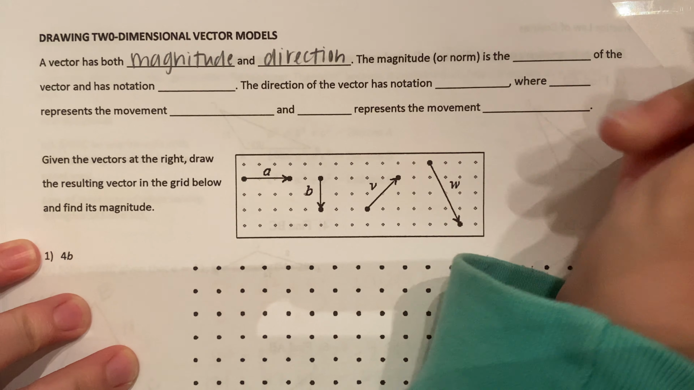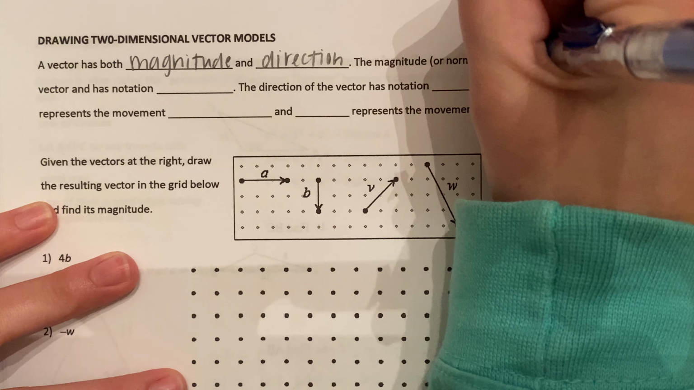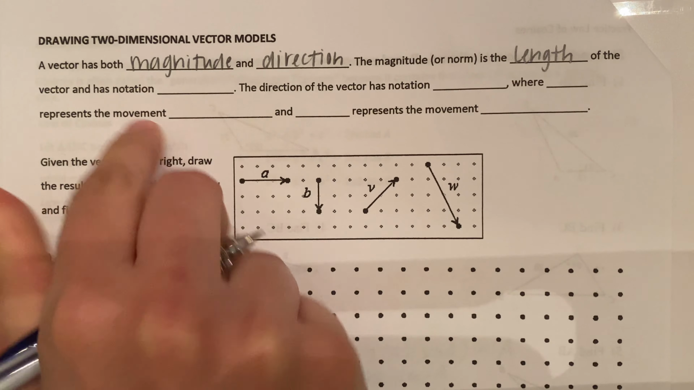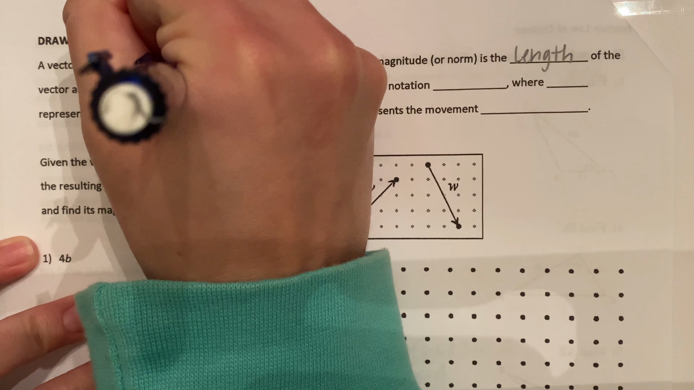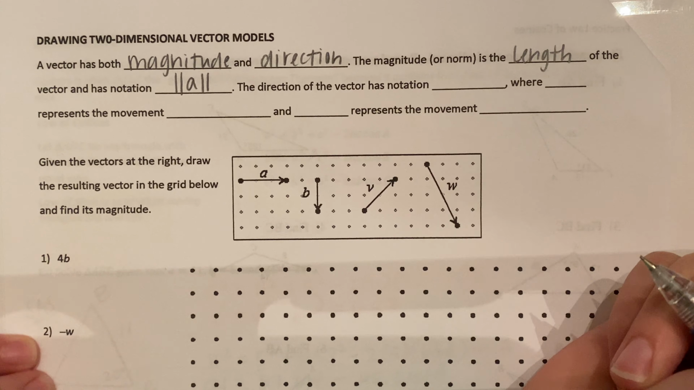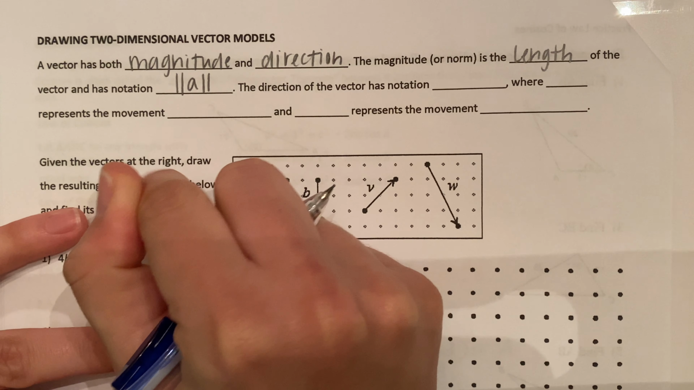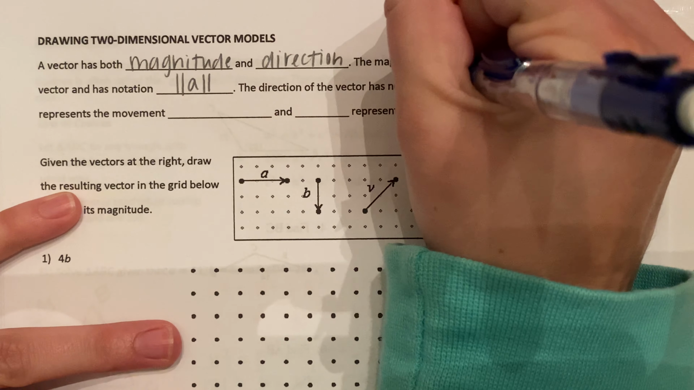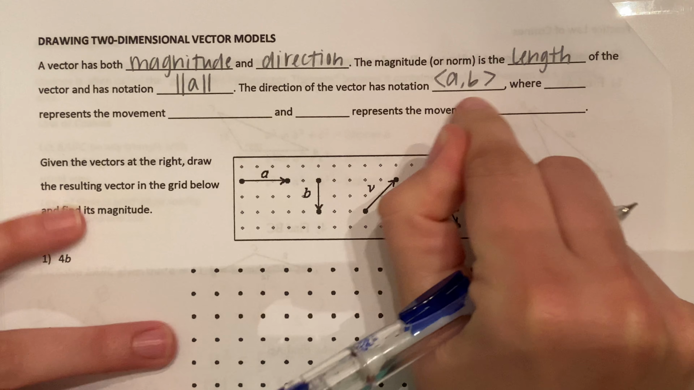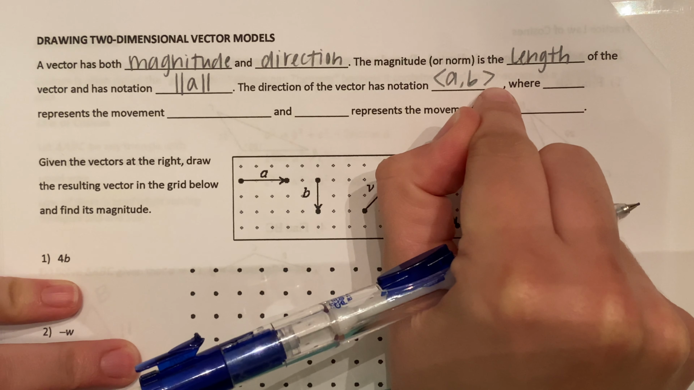The magnitude, sometimes you'll see this as norm, is the length of the vector and has notation. Say you have vector A, it would look like a double absolute value. So this would tell me the length of A, the magnitude of A. The direction has notation, we'll say A comma B. So it looks like a point, except it has these arrowed parentheses.